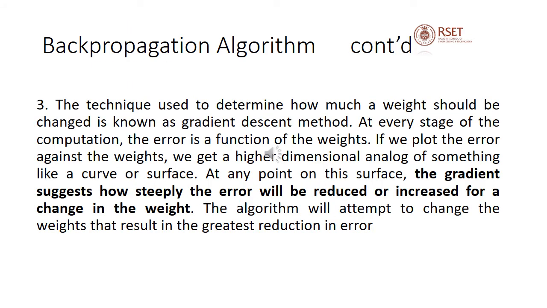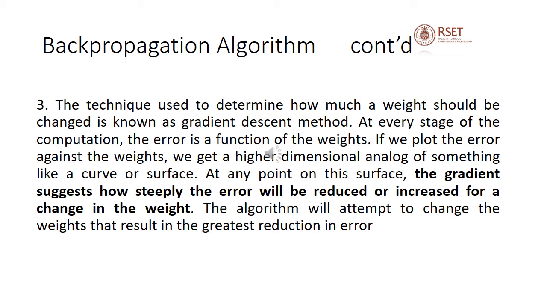Let's see the third step in the backpropagation algorithm, that is weight updation. In this step, we have to update the weights by using a method called the gradient descent method. So at every stage of computation, we have to calculate the error function. So error is a function of the weight.